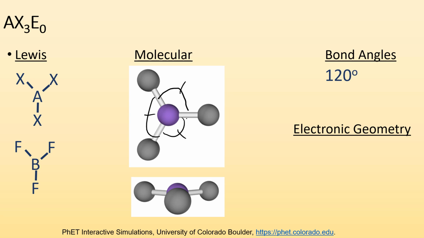It's planar. And it's a triangular shape, so we call it trigonal planar. Right? Plane just kind of means it's like flat. Everything's on the same plane. This makes a triangular shape overall, right? So trigonal planar.